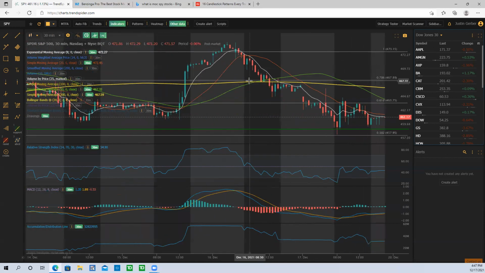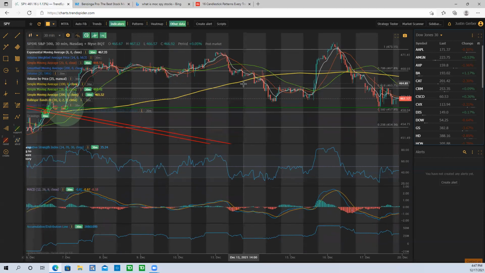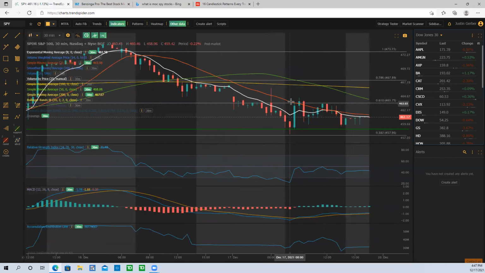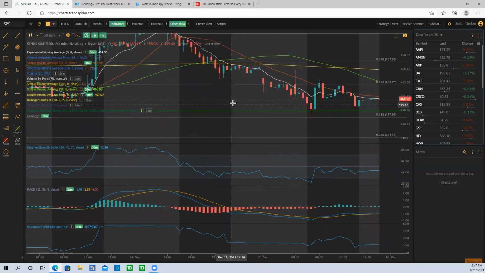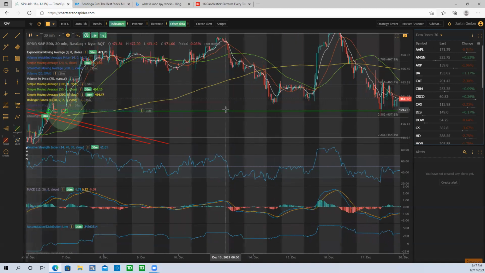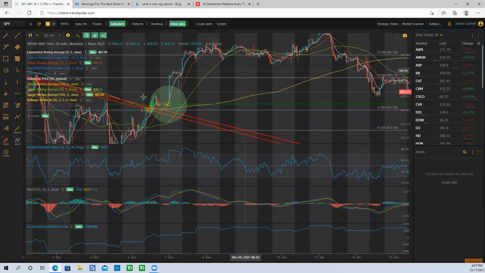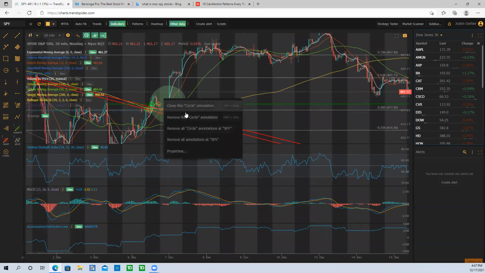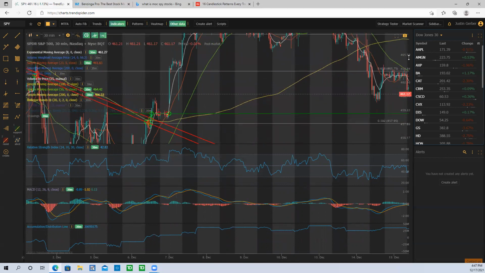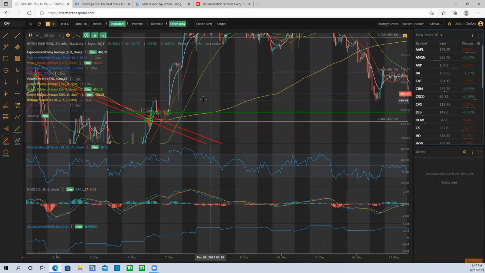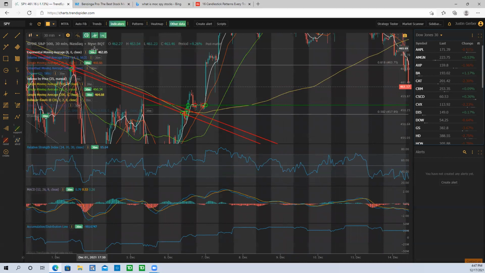So looking at levels again, right? Where did it go and touch today? It had a gap fill. So if we take this back, let's take this off, make it a little easier to see. All right, look at this. Let's take off the 8 EMA.